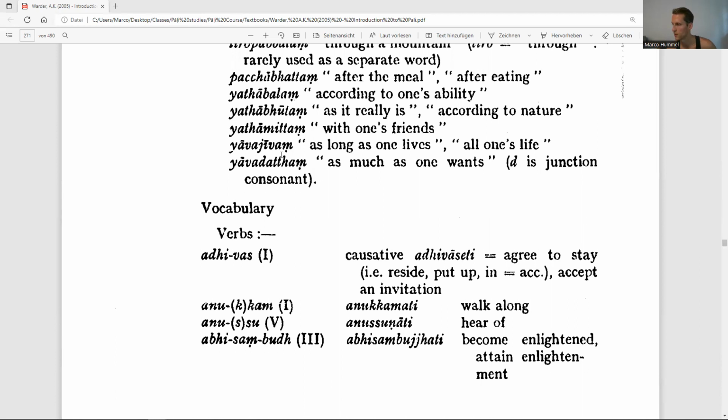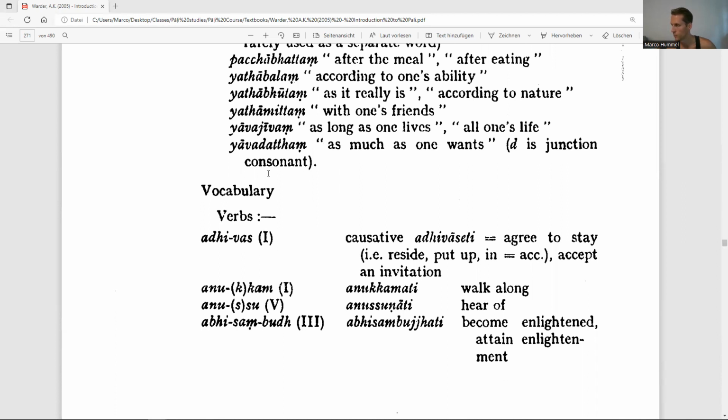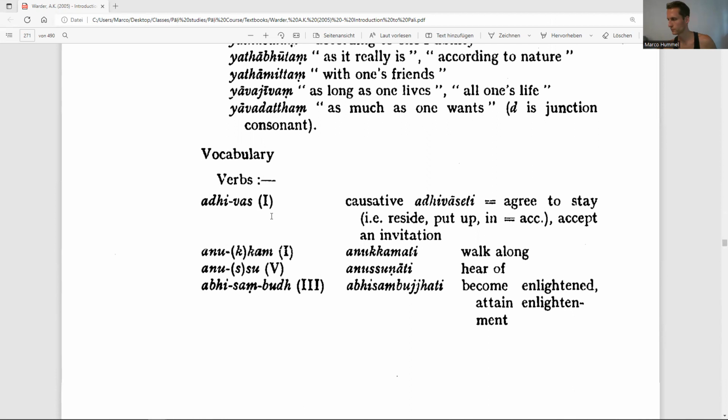And yava plus jivang, yava jivang, as long as one lives, all one's life. Yava plus attang, yava tattang, as much as one wants. Here the da is a junction consonant.